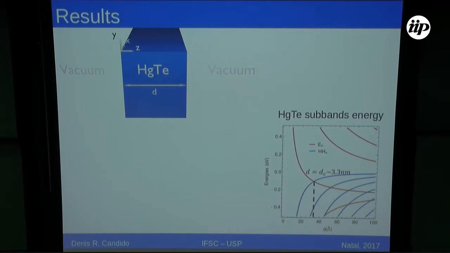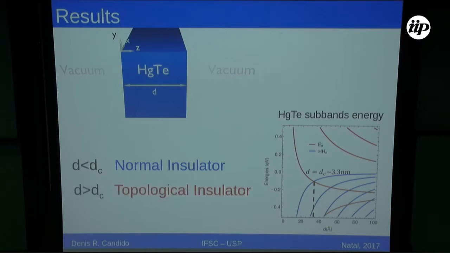Here are the subbands of mercury telluride when I confine in the Z direction, for instance. We see that there is a crossing of these subbands, in the sense that we have a topological phase transition. For thickness D less than the critical thickness of 3.3 nanometers, I have a normal insulator with a gap. And for thickness greater than the critical thickness of 3.3 nanometers, I have a topological insulator. These are just the subbands of my quantum well.